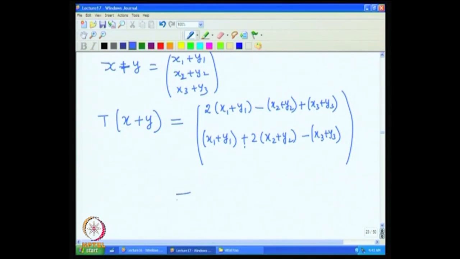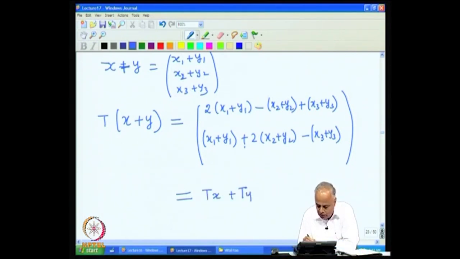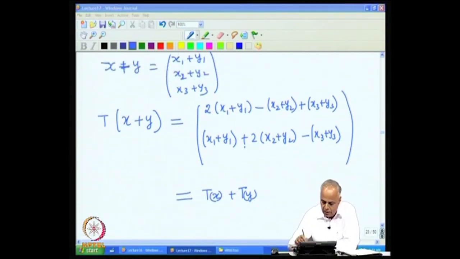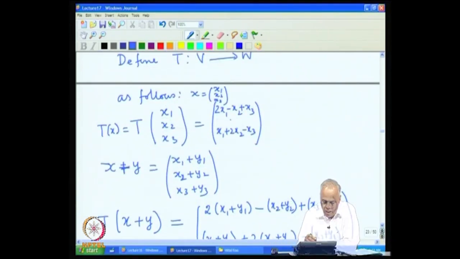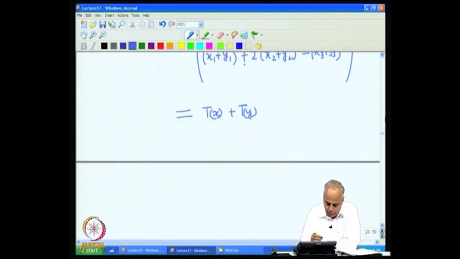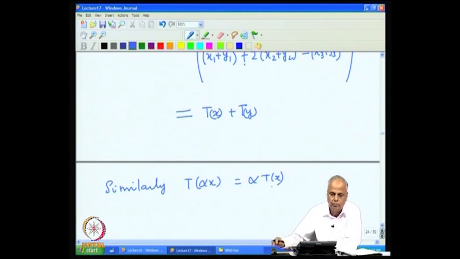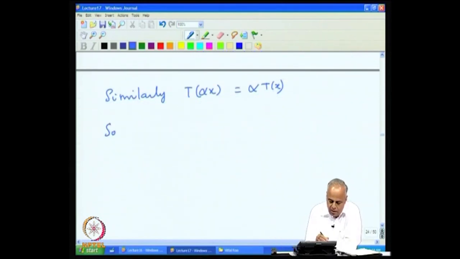Now it is a simple manipulation, or simplification, to see that this is the same as Tx plus Ty. We know what Tx should be; it is obtained from here, and Ty will be obtained from here by replacing the x's by the y's. If we add the two, we get precisely this. Similarly, T of alpha x is equal to alpha T of x. So, T is a linear transformation from F3 to F2.